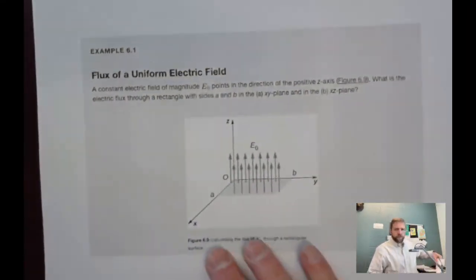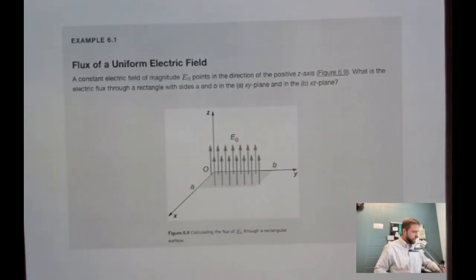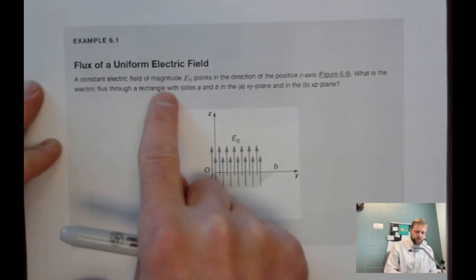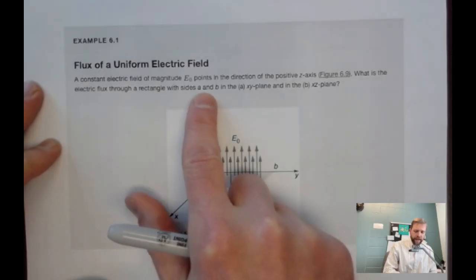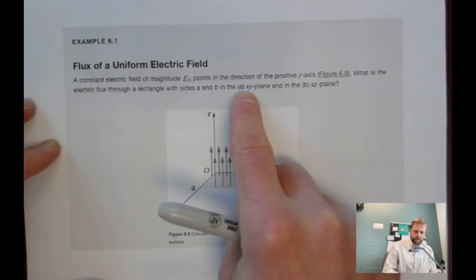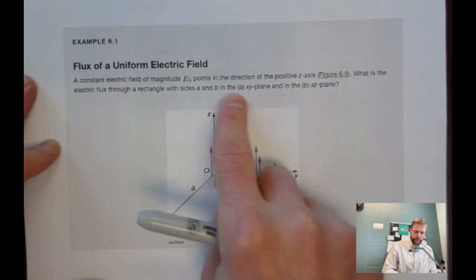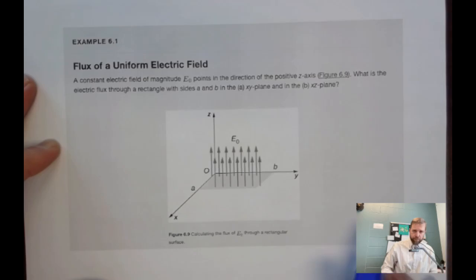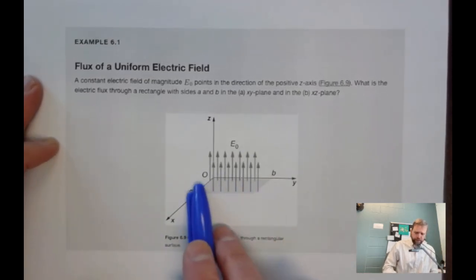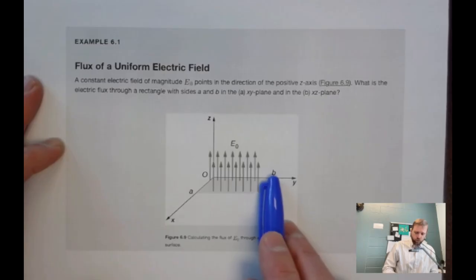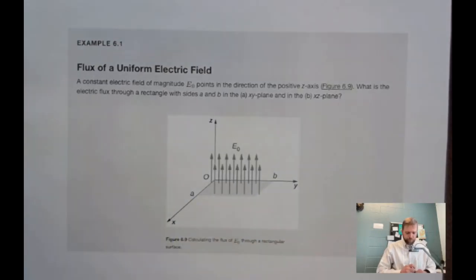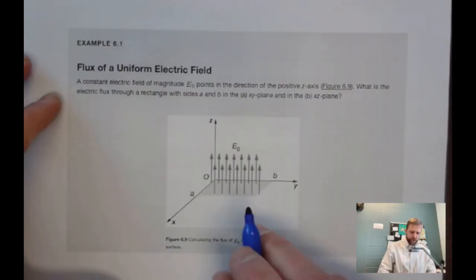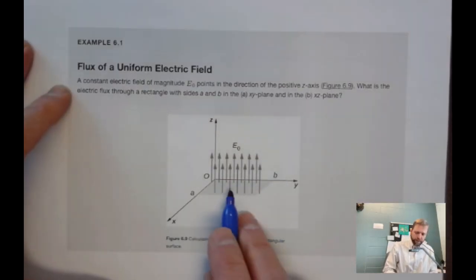All right, let's see how this works. We've got a uniform electric field, and we want to know what is the electric flux through a rectangle with side lengths A and B. And we have two cases: one where this surface is in the XY plane and the other where it's in the XZ plane. What is illustrated here is where this surface resides in the XY plane. Then the area vector points perpendicular to the surface of the plane.